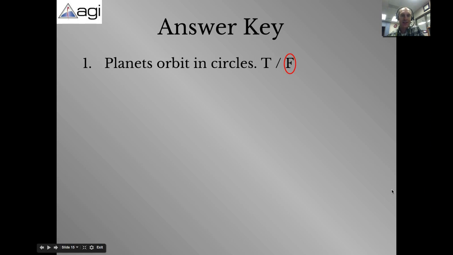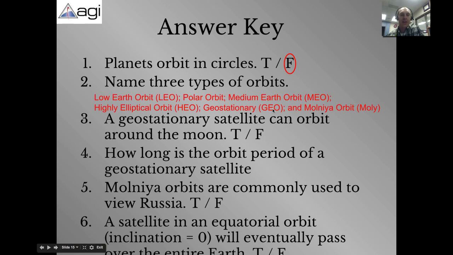All right, let's take a look. So planets orbit in circles. False. They orbit in ellipses. 3 types of orbits: polar, geostationary, highly elliptical, low Earth, Molniya. There's a bunch of them. A geostationary satellite can orbit around the moon. False. A geostationary satellite cannot orbit around the moon.